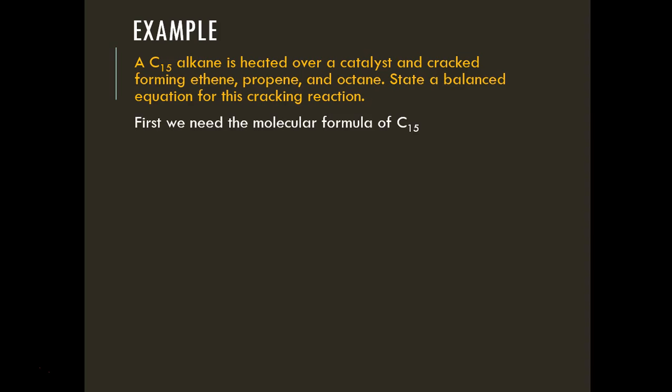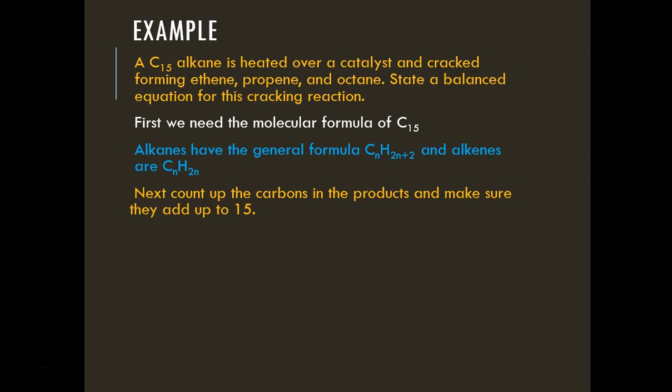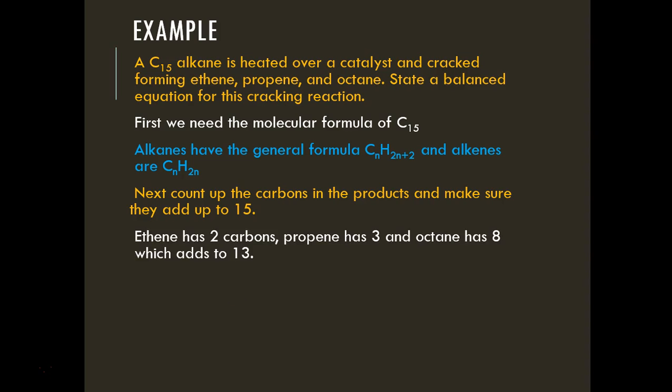Okay, so first thing we need to do is get the molecular formula of our alkane. All right, so we know that alkanes will have the general formula of CnH2n+2, and alkenes are CnH2n. So we're going to have to count up all the carbons in the products formed in the ethene, propene, and octane to make sure that they all add up to 15. Because if we start with 15 carbons, we're going to have 15 carbons in our products. So each ethene has 2 carbons, each propene has 3, and octane will have 8.